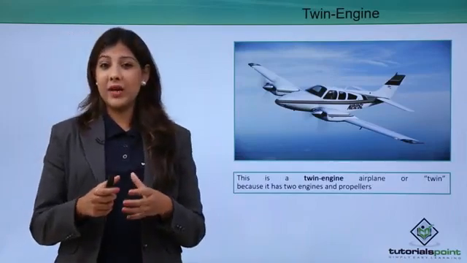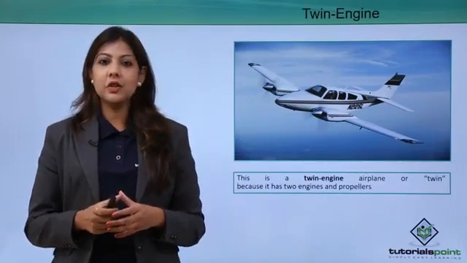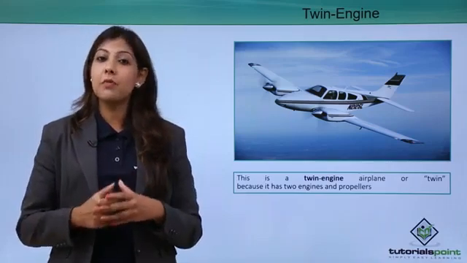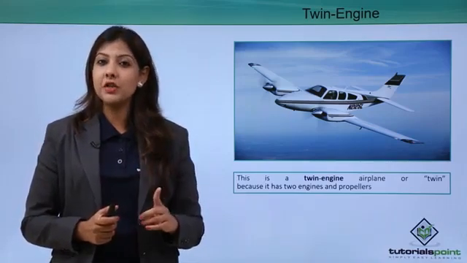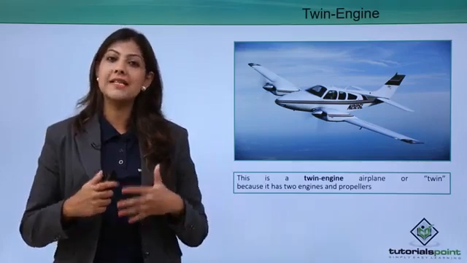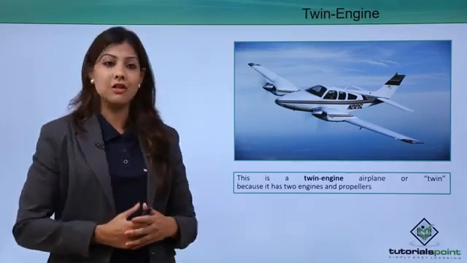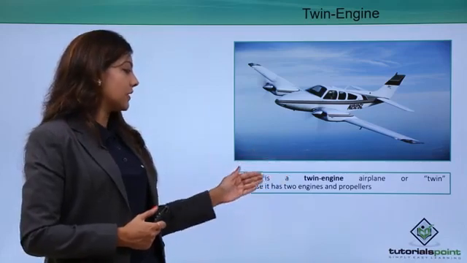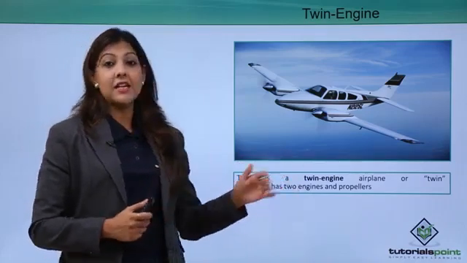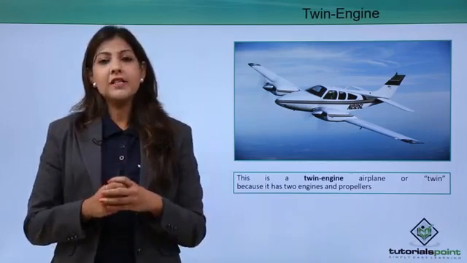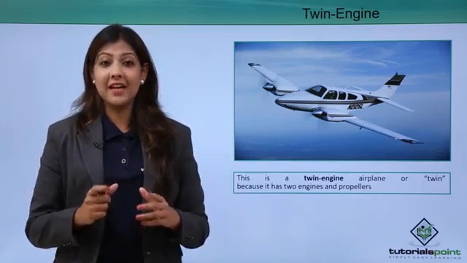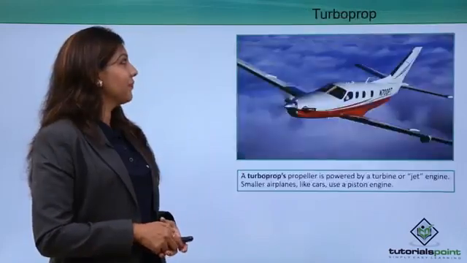Let's see what twin engines are. Now, the purpose of a twin engine is that they have to go a longer distance. So it's important not to have only one engine but two engines, so that it can take the aircraft for a longer distance. This is a twin engine airplane, or a twin, because it has two engines and two propellers. Friends, whenever there are two engines in an aircraft, there have to be two propellers, and that goes together.